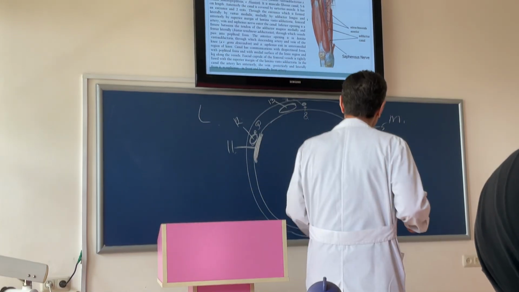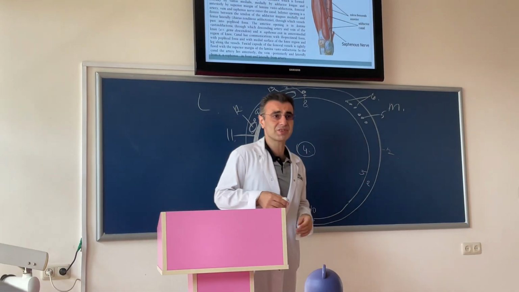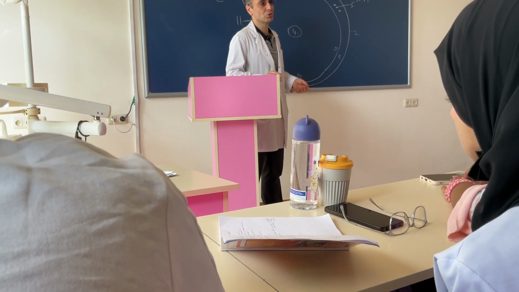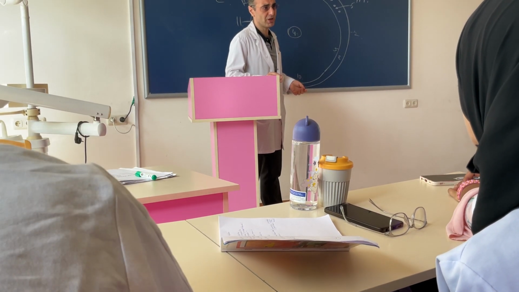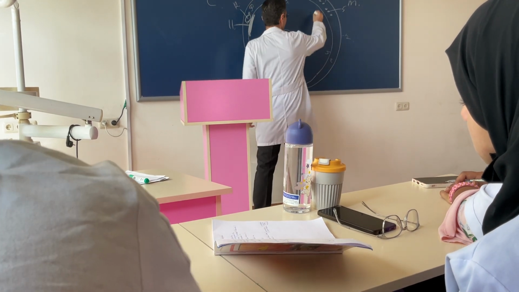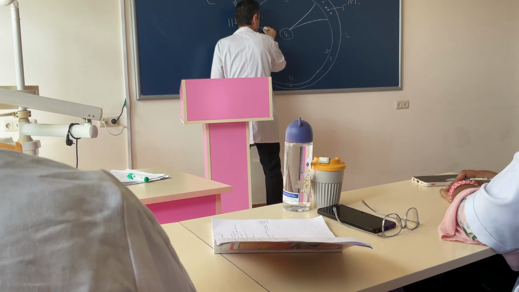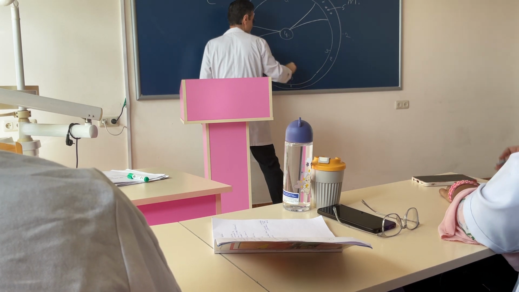Okay? I have finished drawing the structures in subcutaneous fatty tissue. Now it is time to draw the deep layer of the proper fascia. And as I said before, the deep layer of the proper fascia gives not 2, but 3 intermuscular septa.